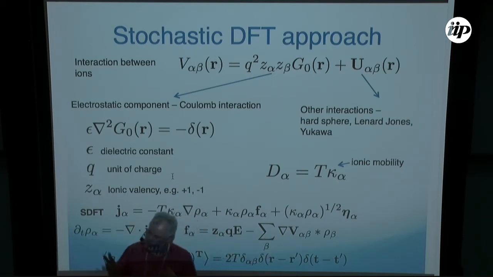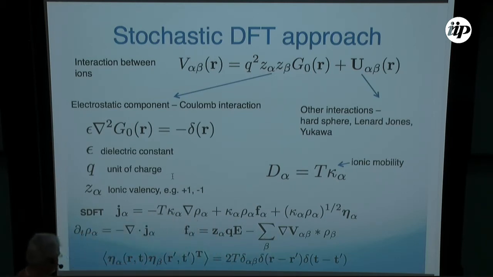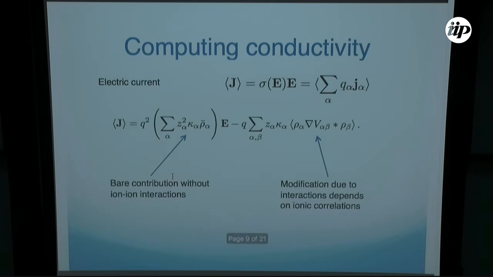Okay, so this is the force due to all the interactions between the particles, and we have the same white noise. Okay, so this actually works very nicely. If I'm looking at the conductivity, it's just sigma E times E, this is the definition, and it's equal to, at some point in space, the sum over alpha of Q alpha, which is the charge, this is an electric current, and J alpha, a particle current. So if I want an electric current, I have to multiply it by the charges.